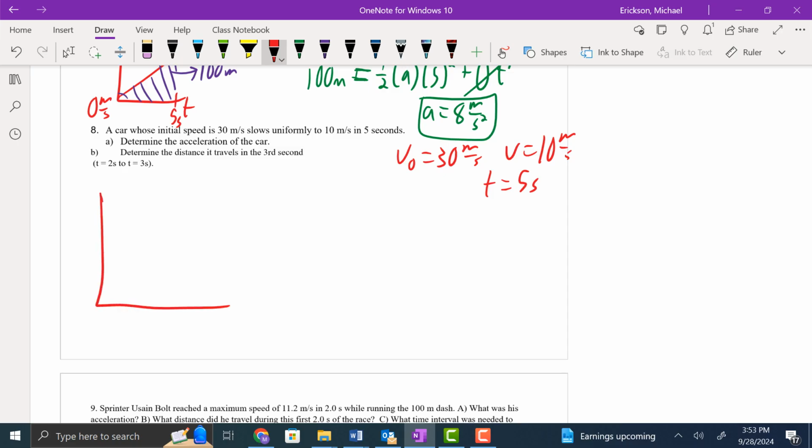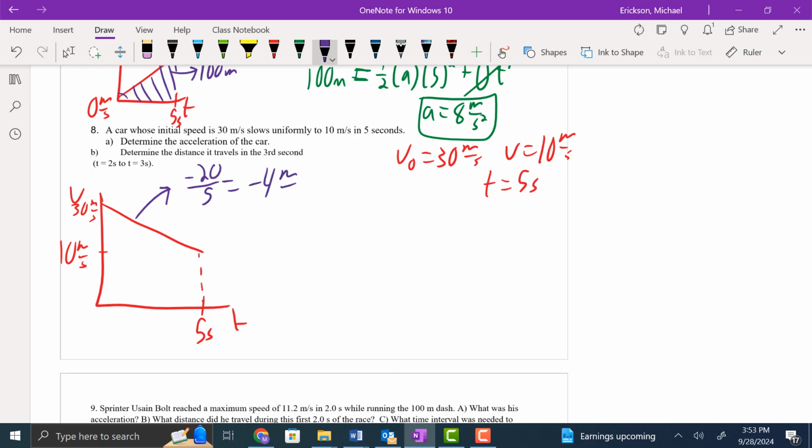So I've got this car. It's going from 30 to 10 in 5 seconds. So this is 10. It's at 30. All right. They want the acceleration. Okay, that's easy. It's the slope. It's going to be negative 20 over 5. I'm going a little quickly because I think we've done so many slopes. I think you've got it. So that's part A.